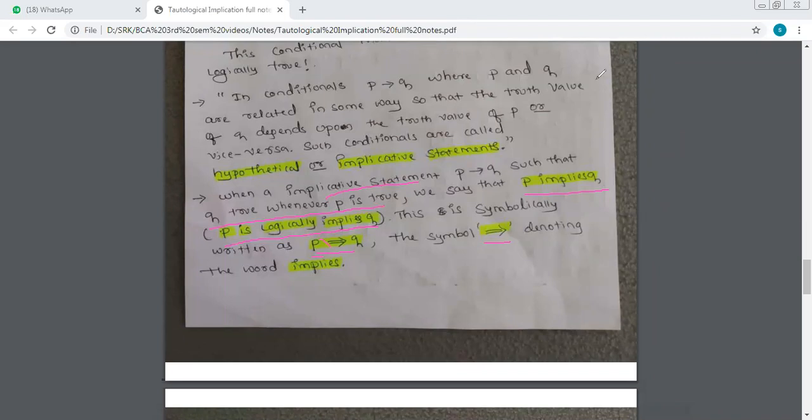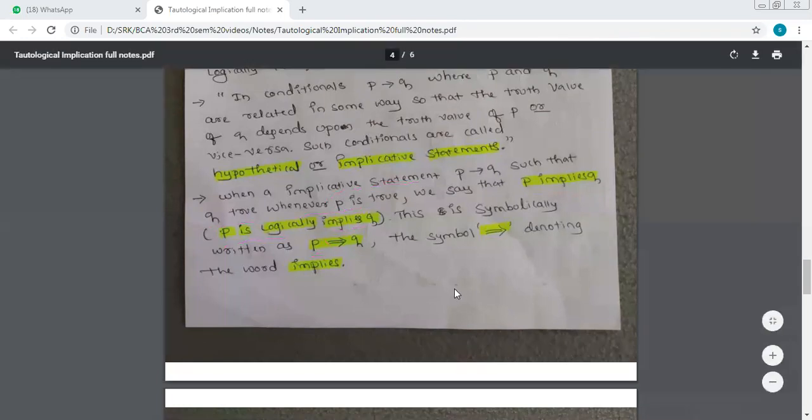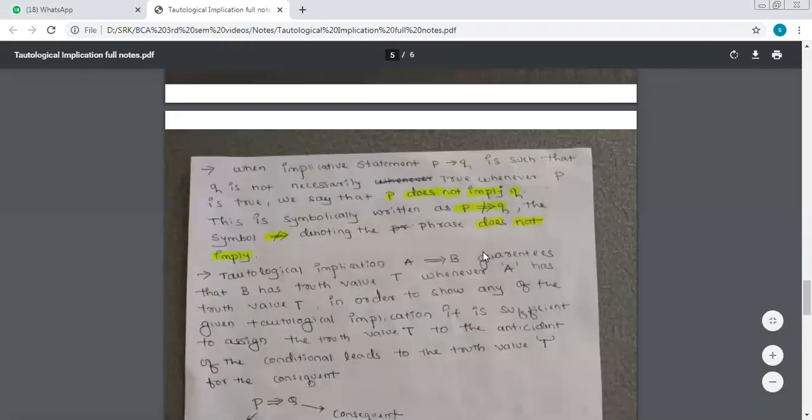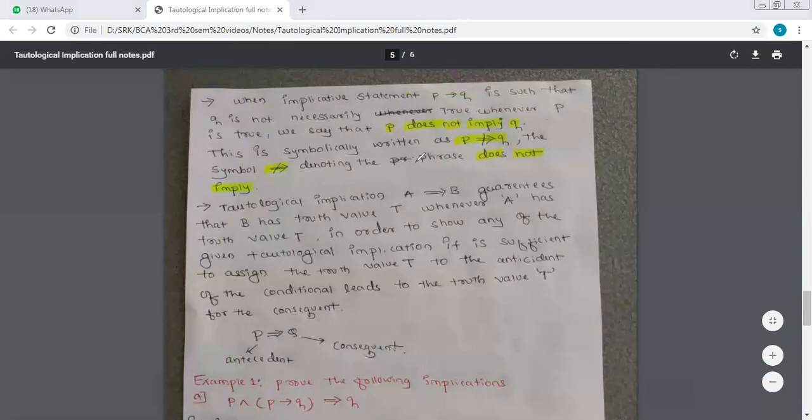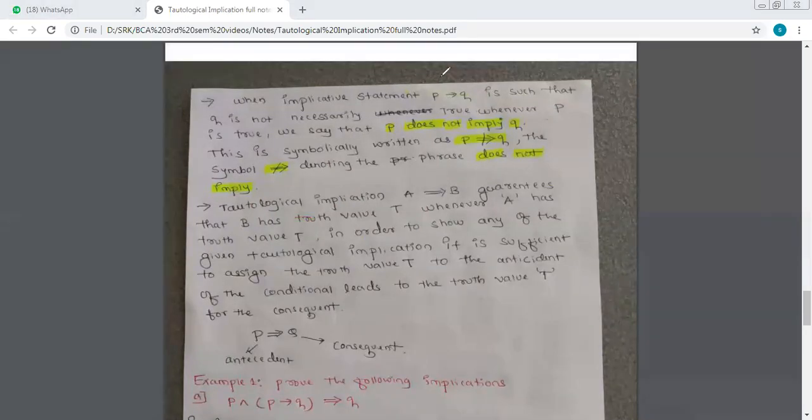Next, if it does not imply, what do we say? There is the next definition. When an implicative statement P conditional Q is such that Q is not necessarily true whenever P is true, see here, P is true but Q is false. At that time P does not imply Q.